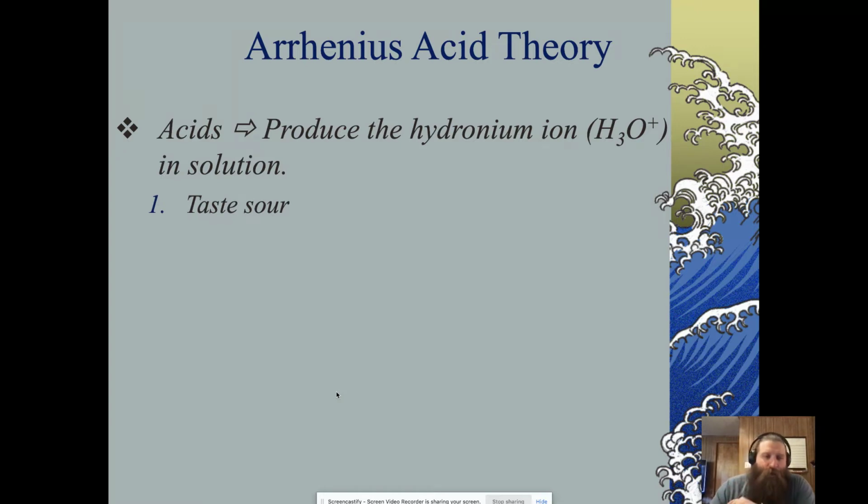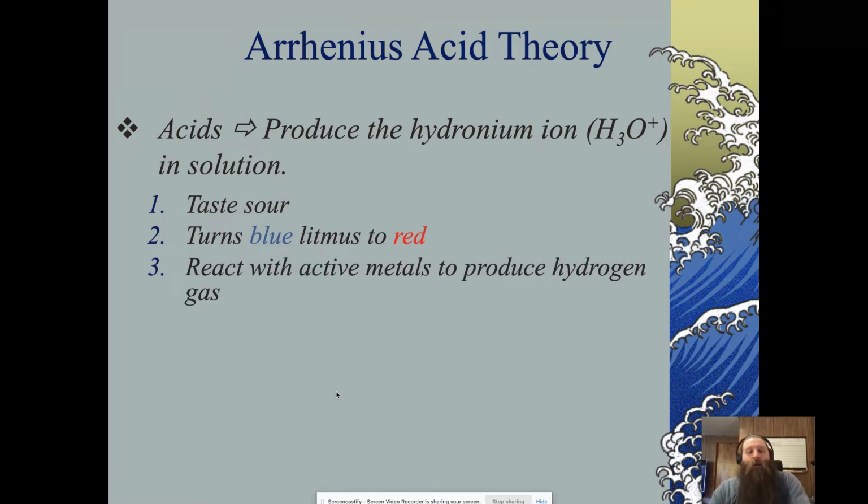According to Arrhenius, our acids all taste sour. They will turn blue litmus paper to red, and they will react with the active metals to produce hydrogen gas. And when we talk about the active metals, we're talking about the metals in group 1 and group 2.